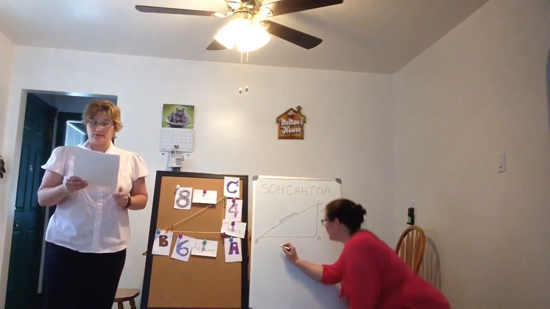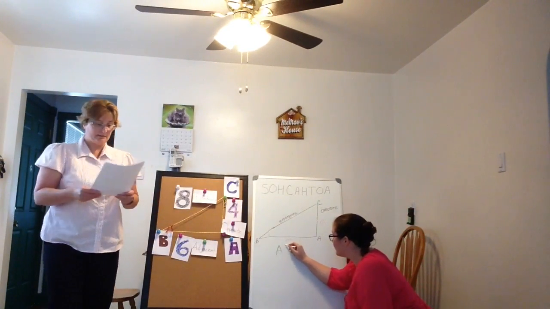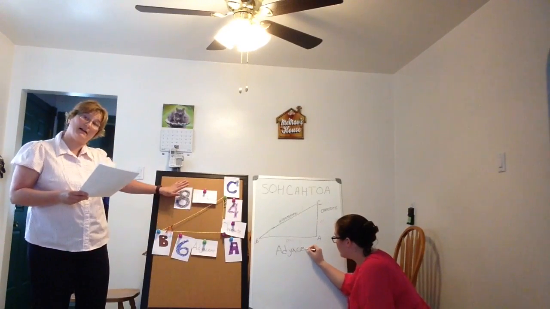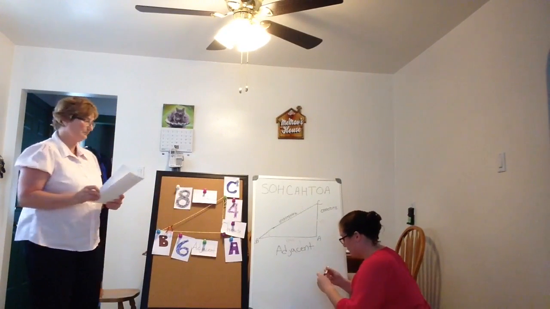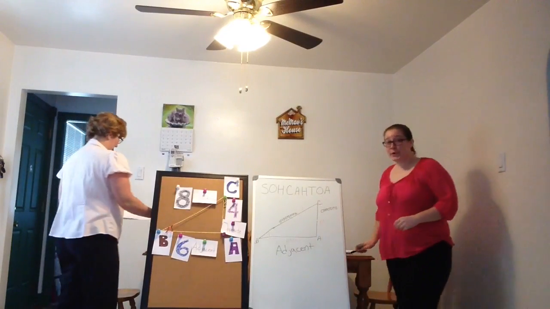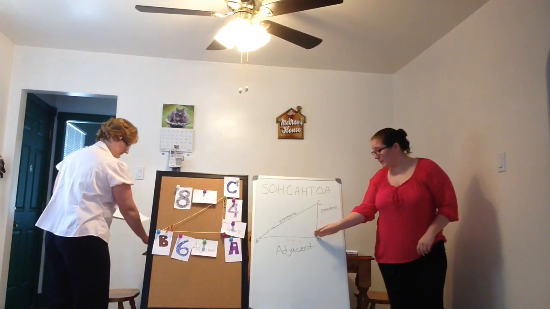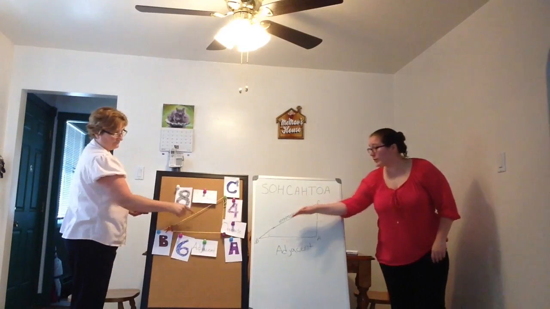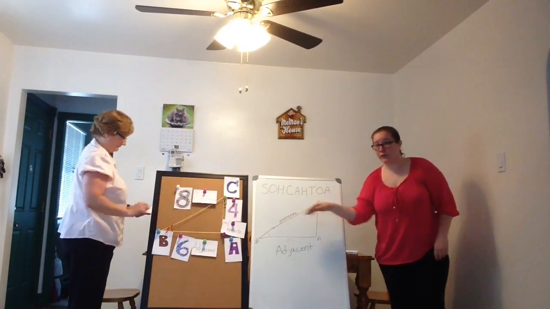Now, why is this side known as the adjacent? It's because this side is touching the angle, but is not the hypotenuse. Remember, your hypotenuse is either the side across from your right angle or the longest side of the triangle.